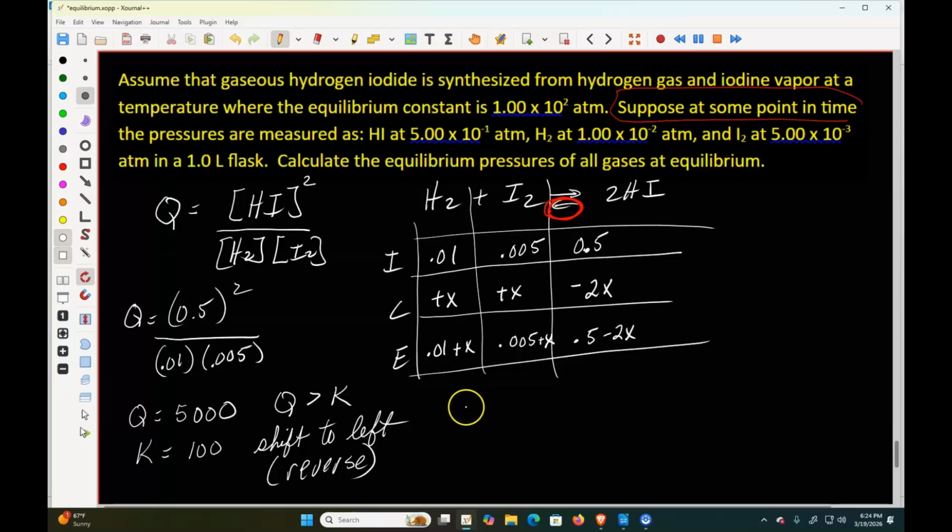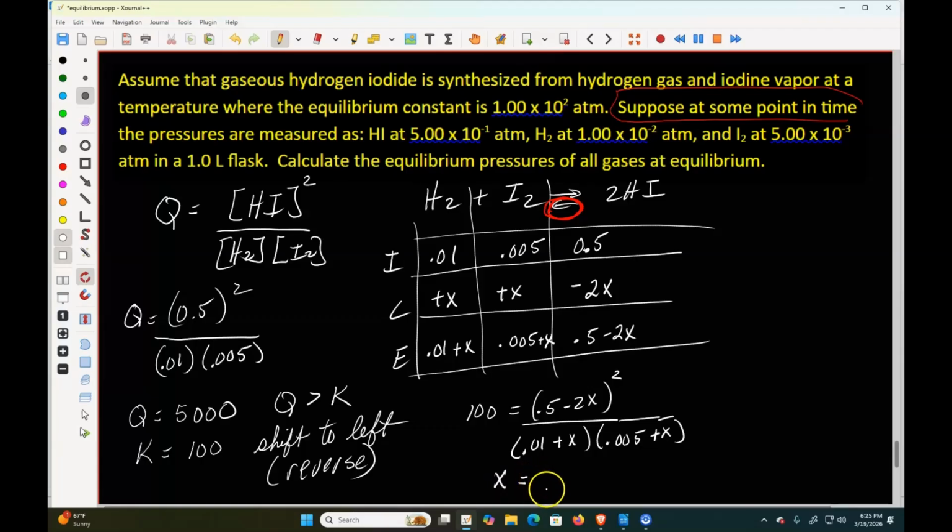So setting up our mass action equation then, I'd have 100 equals (0.5 minus 2x) squared over (0.01 plus x) times (0.005 plus x). I'm going to use my numeric solver on my calculator to solve this because quite a bit of algebra is involved and we're kind of running out of time. So putting it into my numeric solver on my TI-84 calculator, set my x to 0. I need to reseed the x, and I come up with x is equal to 0.0355.